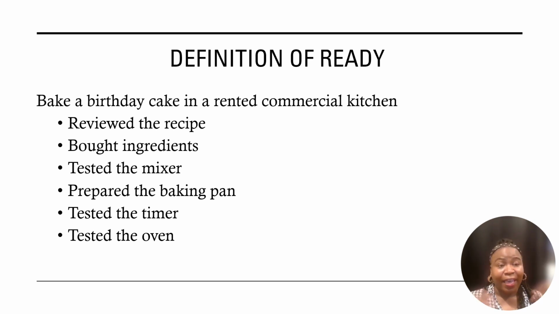And then, have you tested a timer? If the cake is supposed to be baked for 30 minutes and you're using a timer to match that and to track that, is the timer working? And then lastly, on our list of precursor steps to bake this birthday cake is, have you tested the oven? Do you know how it functions? And do you know if it has a built-in timer? Do you know how to set that?